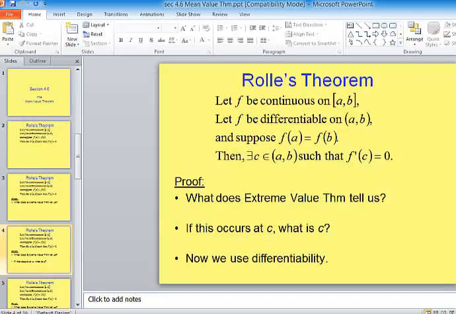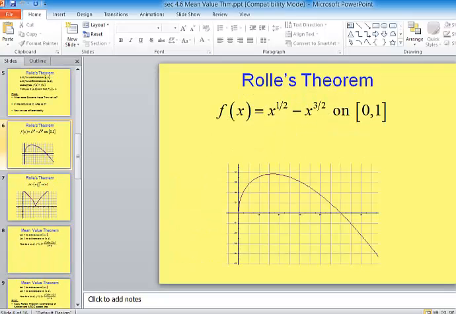To kind of walk you through an example or two. Take a look at this fun example. F of x is x to the 1/2 minus x to the 3/2. Okay? And so what is f prime of x here?